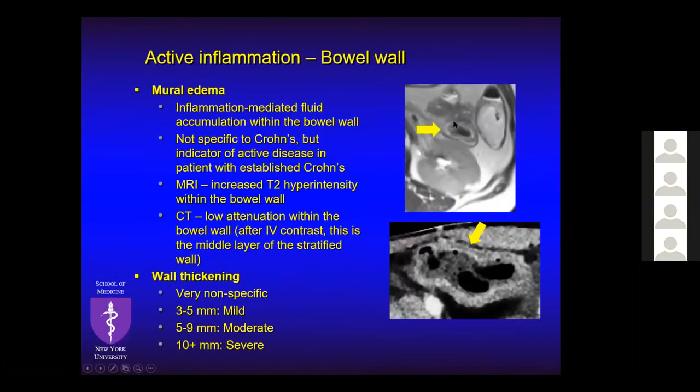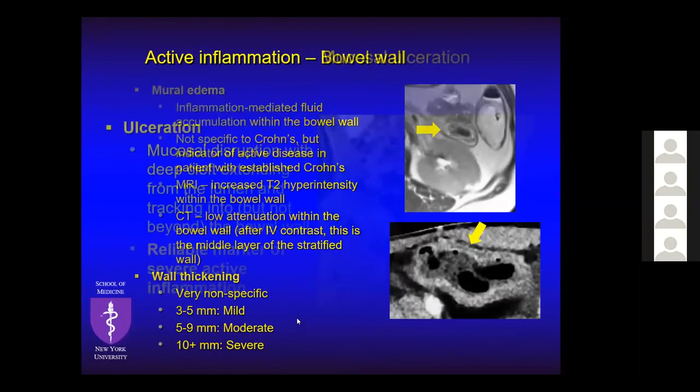Can you see high signal intensity edema within it? That's clearly going to be active inflammation. On CT, again, you get that layered enhancement, bright, dark, bright, and so that goes along with active disease. We know wall thickening is really nonspecific, and this was what was proposed as the mild to moderate to severe.